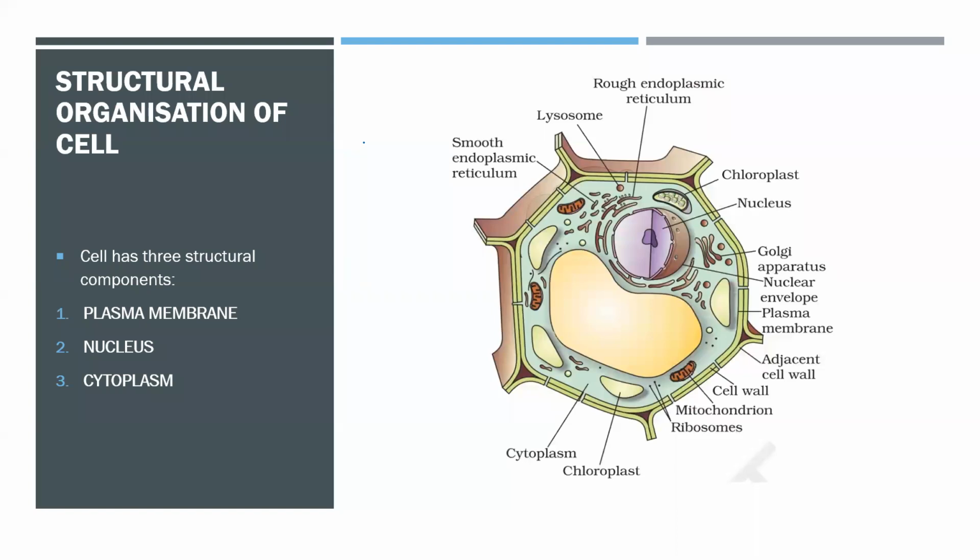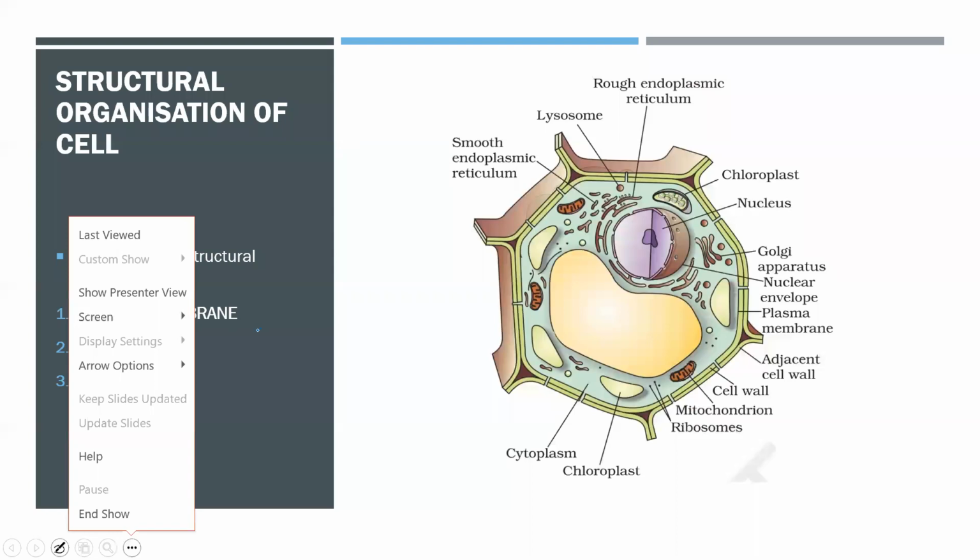We are trying to understand the structure. How can we understand the structure? If you want to draw the basic diagram, we can draw it like this: there is a cell, there is a nucleus, and then there is a cytoplasm in it. And this is the cell membrane. So we are having three basic structures and we are calling them the structural organization of the cell.